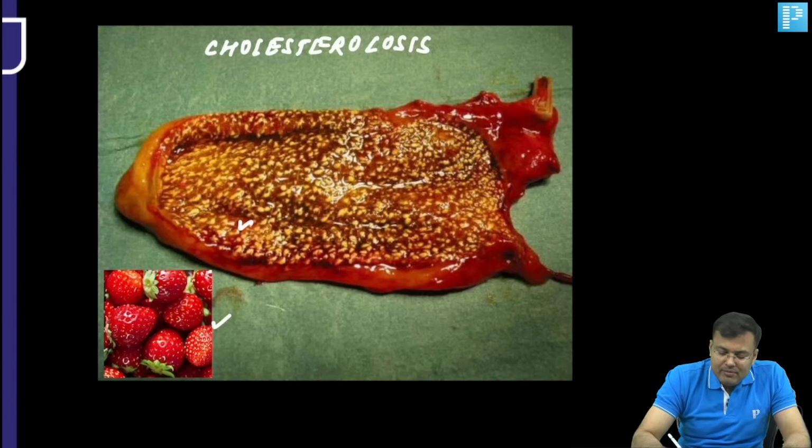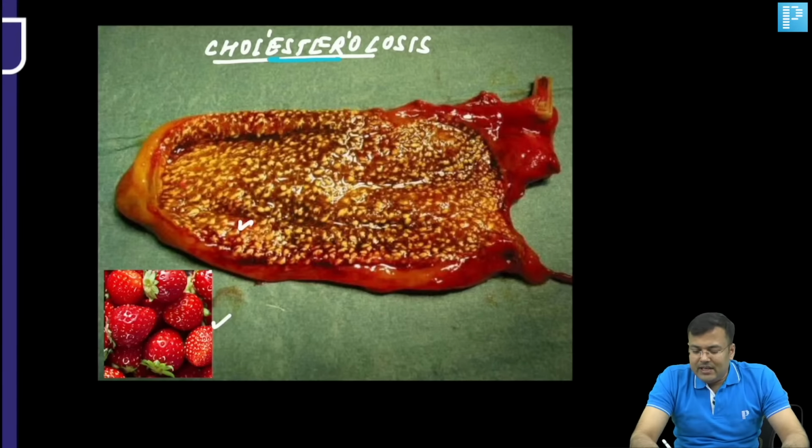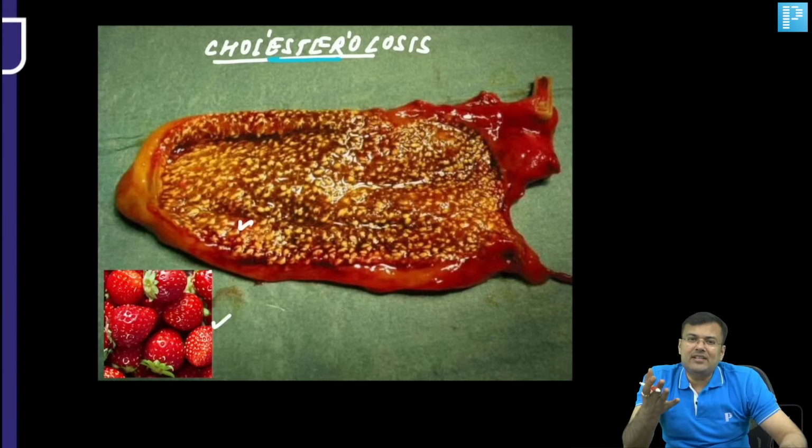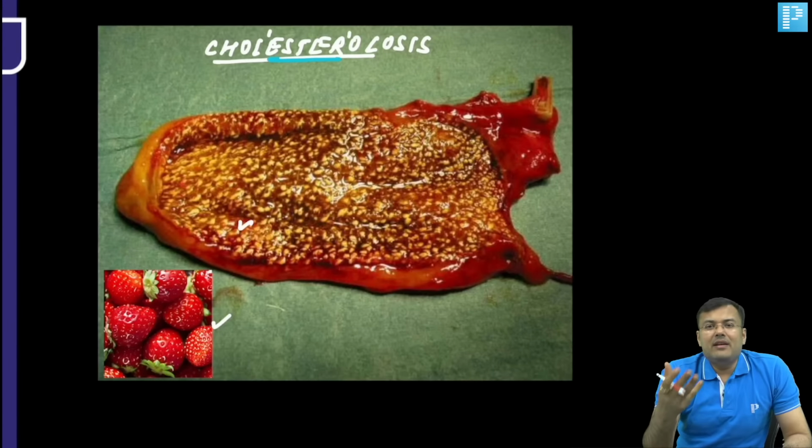It is because of deposition of what? Cholesterol. Cholesterol ka kya? Can you tell me? Cholesterol ester. So, it is caused by deposition of cholesterol ester. This is acquired condition, this is benign condition. So, one thing you have to remember, everything related to strawberry gallbladder, that is related to cholesterol.